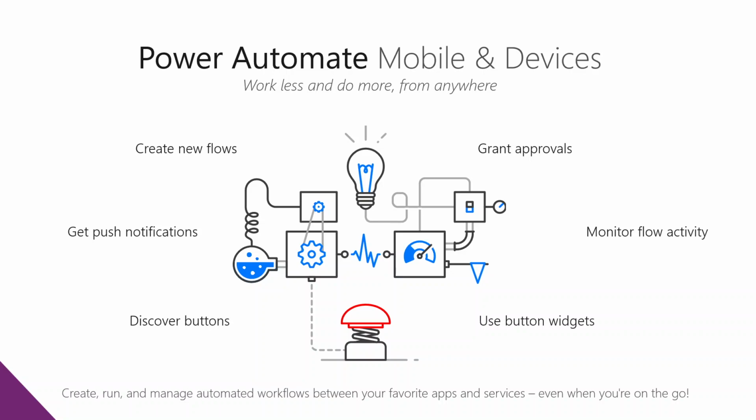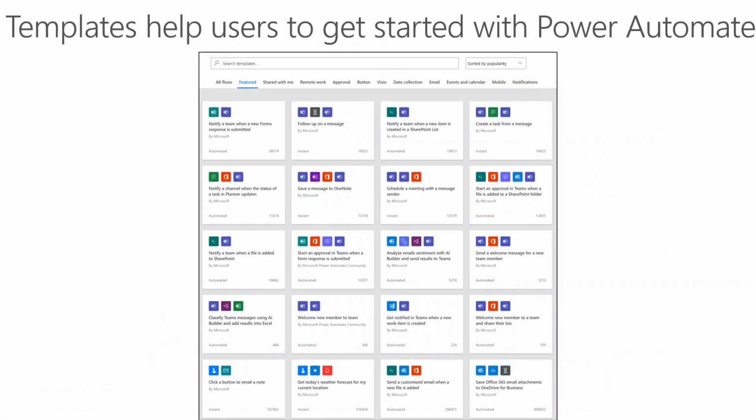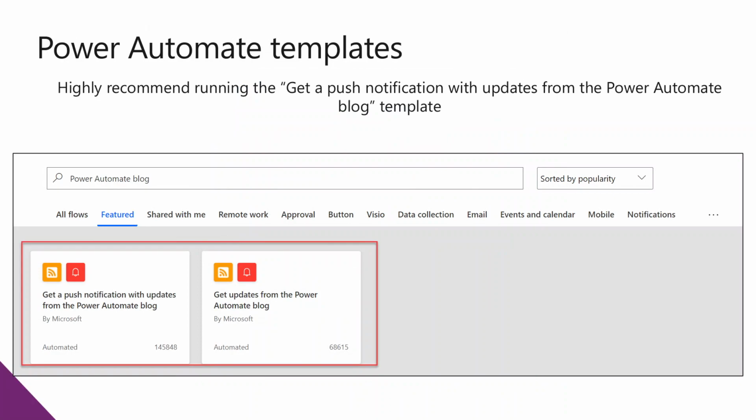Mobile ready, cloud first, mobile ready. And there's a mobile app available where you can initiate, manage approvals, see run activity, and initiate flows from buttons inside the app. Whole heap of options with templates, thousands of templates, and here's a couple of ones that you should definitely do.